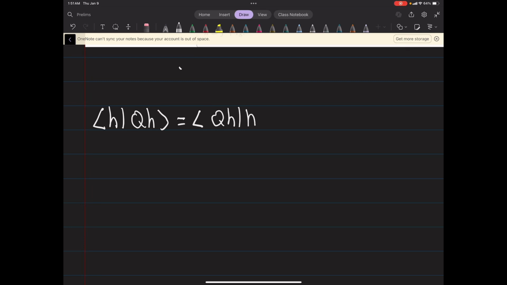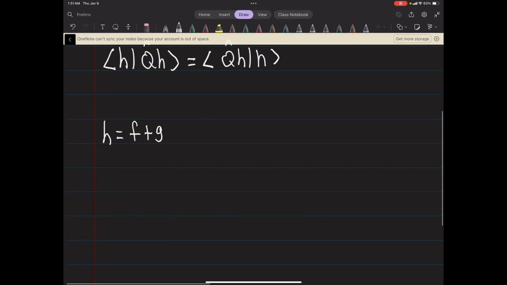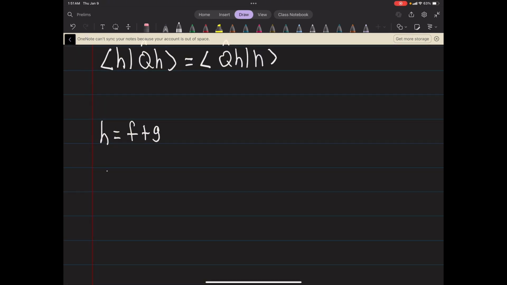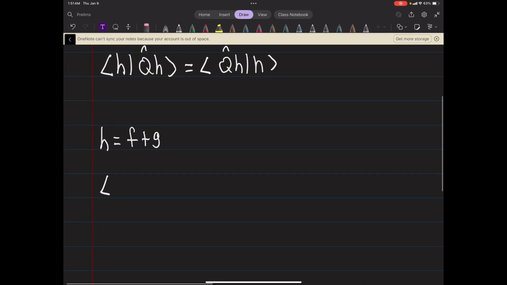Technically, these are operators. Probably not going to keep doing that as we go on, though. So our first hint says let h equal f plus g. So let's do that. Let's just plug it right into what we have above. We have this bra f plus g, and then Q acting on f plus g.